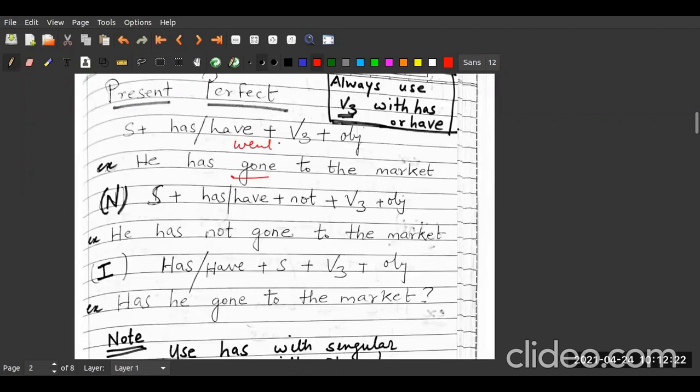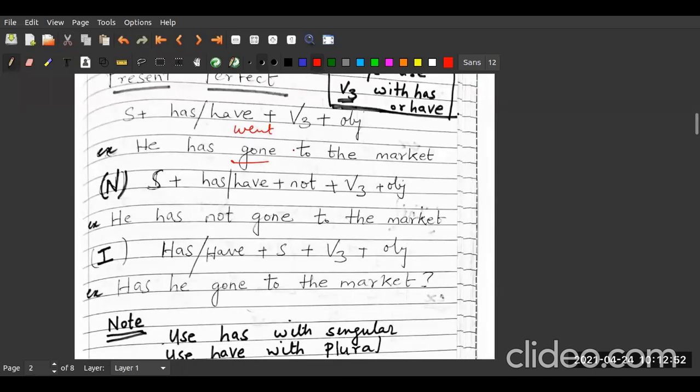ये हम लिख सकते हैं. Is it correct? No, ma'am. Always V3. He has gone. So V3 is gone. Go, went, gone. So you can use only the third form of the verb. If you use V2 with has or have, your sentence will be grammatically incorrect. Okay.